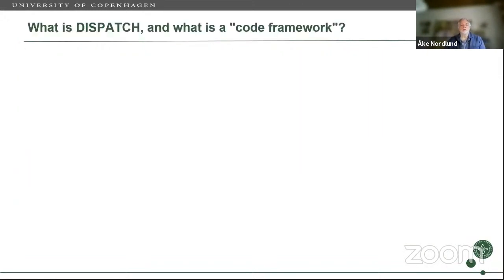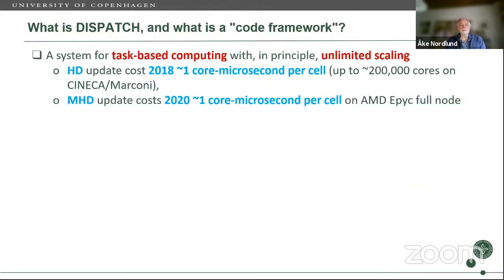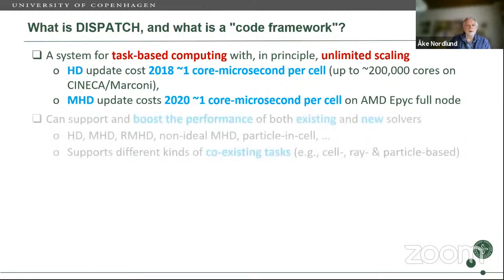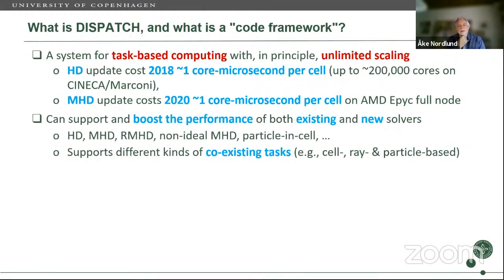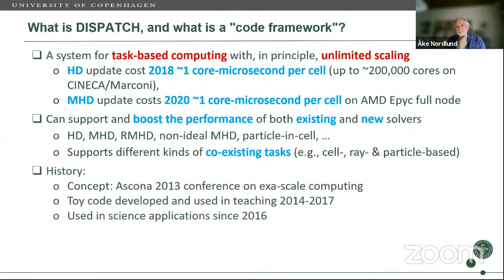So the code framework, why is it called the code framework? Well, it's designed to have unlimited scaling. And it's designed to have a perfect condition for the solvers in the sense that they're small, they're cache friendly, and easy to implement. And the background of this was a conference in exascale computing.